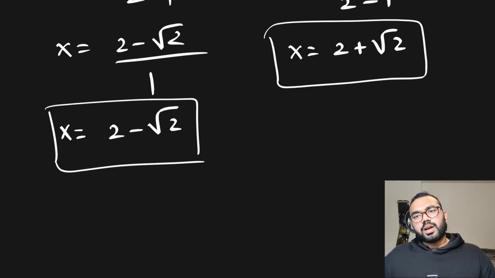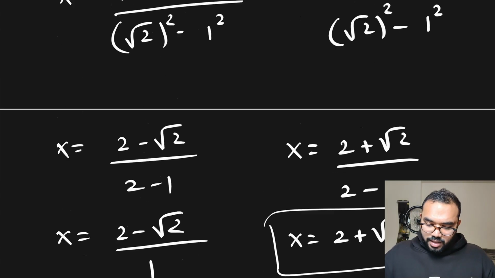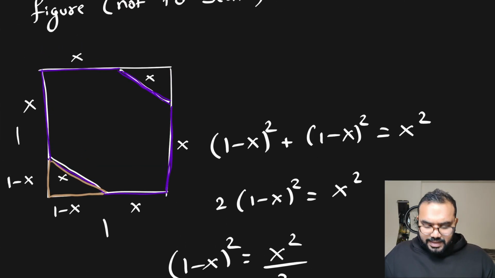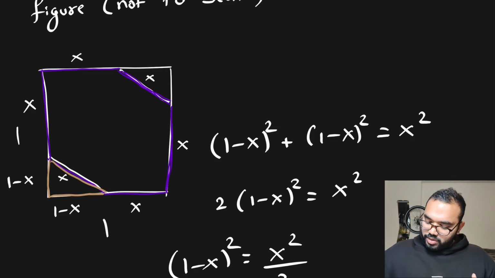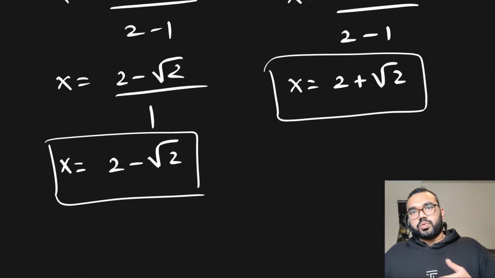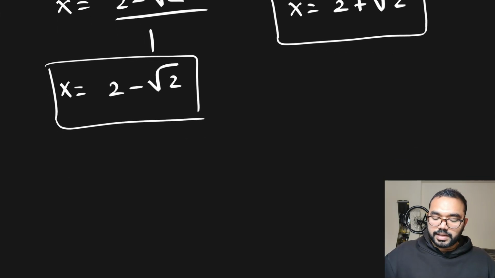But x is the length of the side of the hexagon, right? If you see the figure, this x should be less than 1, because the hexagon is inscribed in a square. So you want x to be less than 1. Okay, so x equals 2 plus square root of 2 cannot be right, because 2 plus square root of 2 is obviously more than 1. So the only feasible solution is x equals 2 minus square root of 2. And that wraps up our problem.